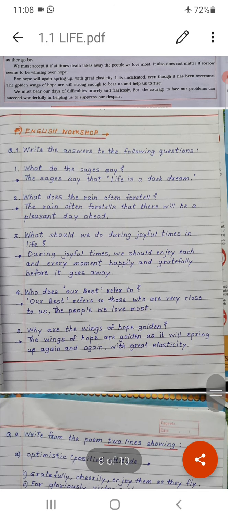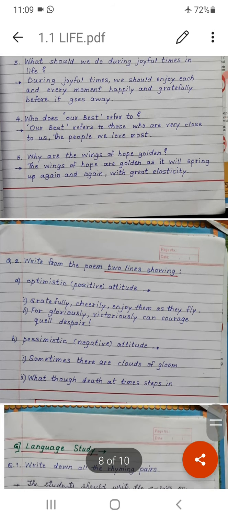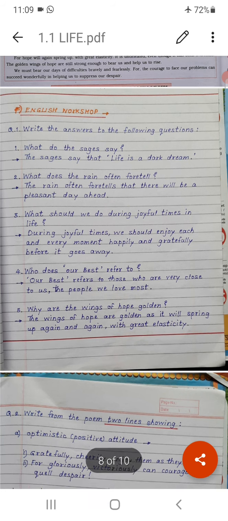Next is English workshop. Here are some questions given aside to the poem. Here there is a section given in which there are some questions. I have written the questions also and the answers also of those questions. You have just to copy down. But before copying down, you have to read the questions carefully, try to find out the answer, and then only write down the given answers.